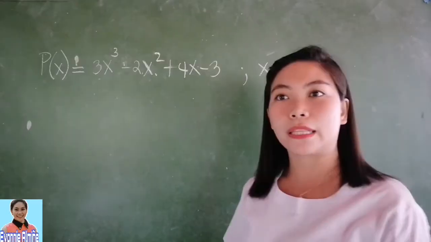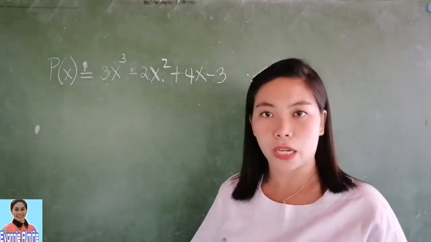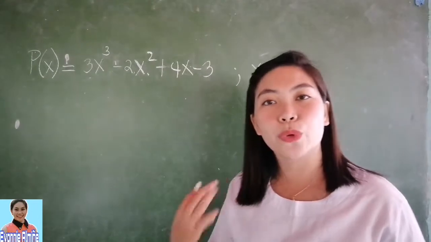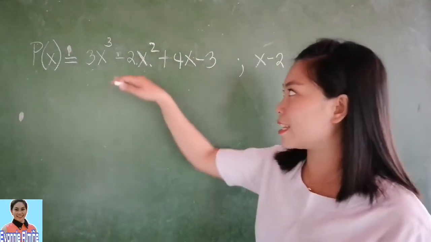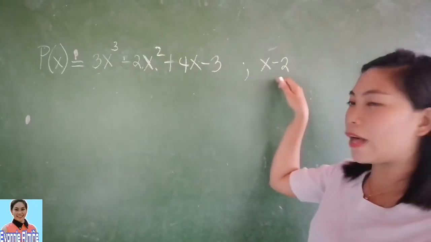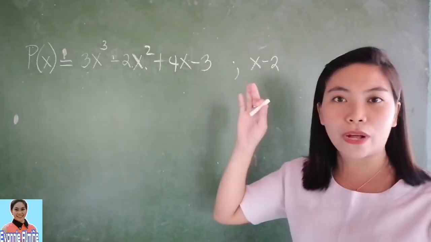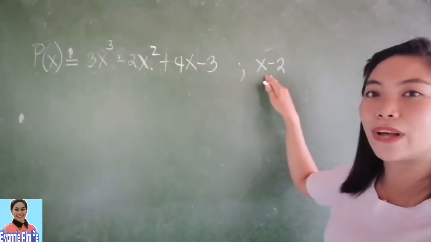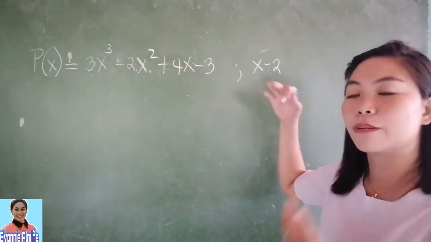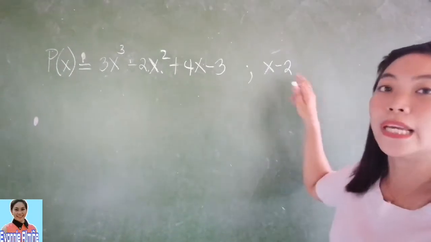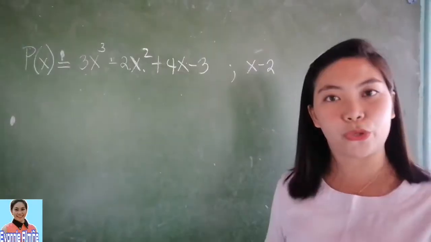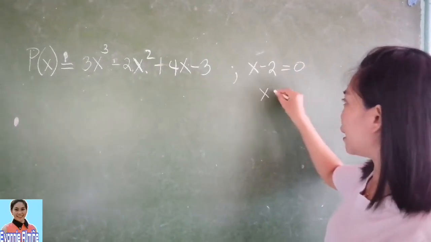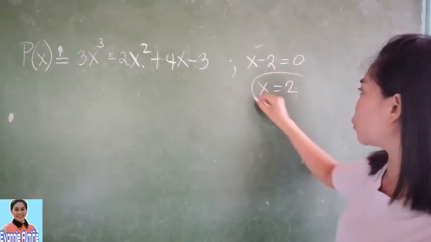So, gagamitin po natin in order for us to find the remainder, yung remainder theorem. So, ano po ulit yung remainder theorem? We are going to evaluate this polynomial equation with this given value of x. So, ano po yung value ni x natin? In our previous discussion, in finding the value of x in terms of the divisor, we are going to equate it into 0. Ganun din po yung gagawin natin ngayon. So, we have to equate this into 0. Then, x is equal to positive 2.